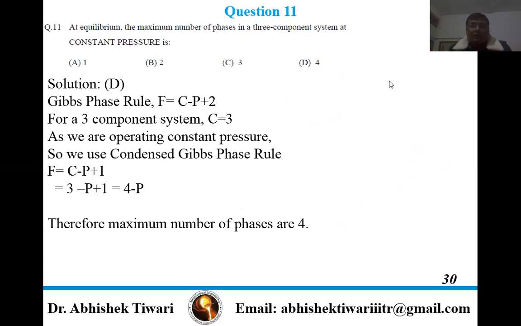Question number 11. At equilibrium, the maximum number of phases in a three-component system at constant pressure is? It's a simple Gibbs phase rule. F is equal to C minus P plus 2. A three-component system is given, so C is equal to 3. We are operating at constant pressure, so the 2 becomes 1. So F is equal to C minus P plus 1, so 3 minus P plus 1, so F is equal to 4 minus P. For the maximum number of phases, F is 0, so P is equal to 4. So the maximum number of phases present is 4. The correct answer is option D.